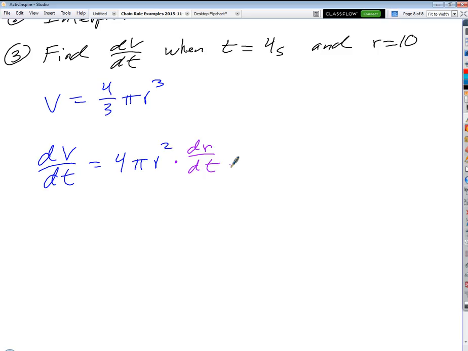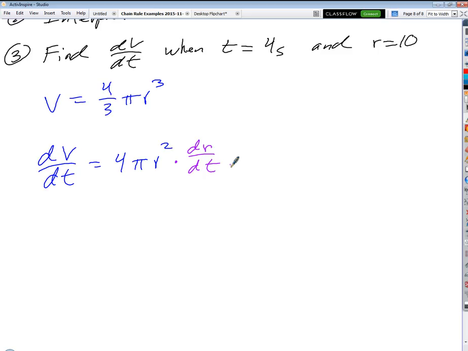Okay? But it depends on something else too. It also depends on that. Now somebody say that as a rate, please. The rate of change of radius with respect to time. So we need to know 2 things here. If I want to know how fast the volume is increasing, I need to know A, what's the radius, and B, how fast is the radius changing with time, right?